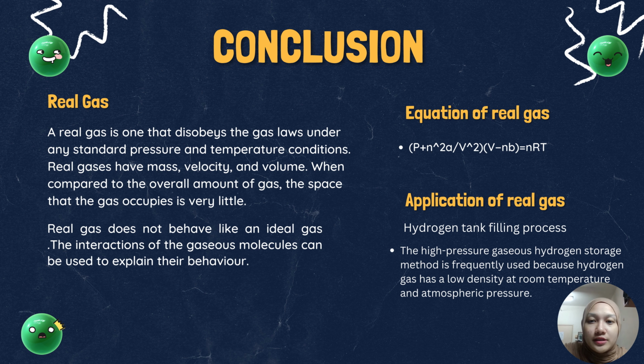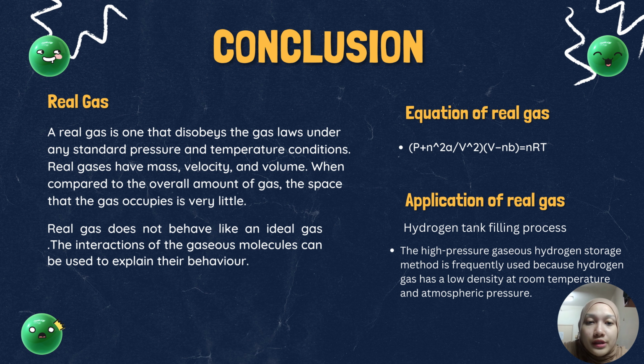For conclusion, a real gas is one that disobeys the gas laws under any standard pressure and temperature conditions. When we compare, real gas has mass, velocity, and volume, while ideal gas does not have mass, velocity, and volume. When compared to the overall amount of gas, the space that the gas molecules occupy is very little. Real gas does not behave like an ideal gas. The interactions of the gaseous molecules can be used to explain their behavior.